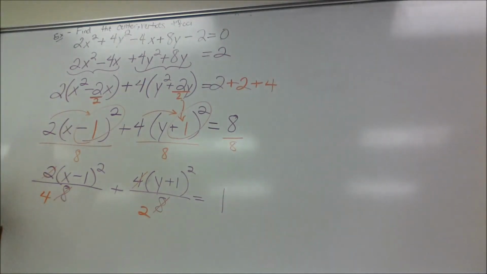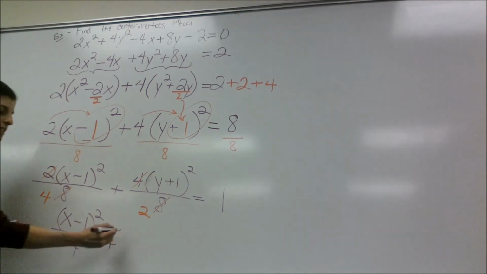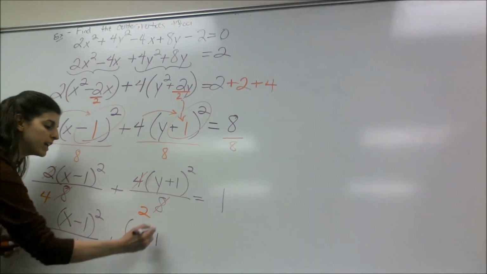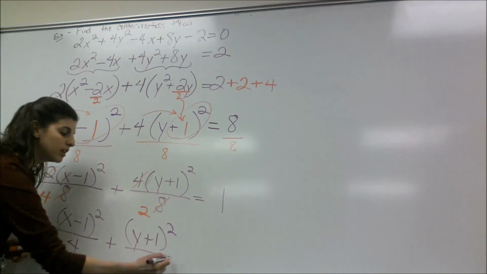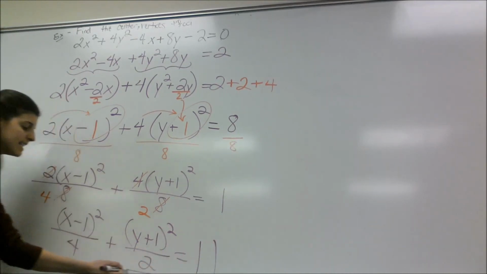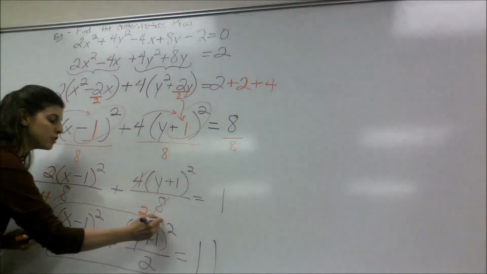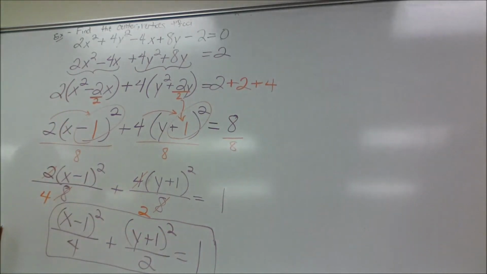Okay, so your standard form equation is (x minus 1) quantity squared all over 4 plus (y plus 1) quantity squared all over 2 equals 1. That's standard form. So now we can do everything we just did in the last example. We're only going to do some of it. Do you have questions on how to come up with that standard form? Because now would be a pretty good time to ask them.